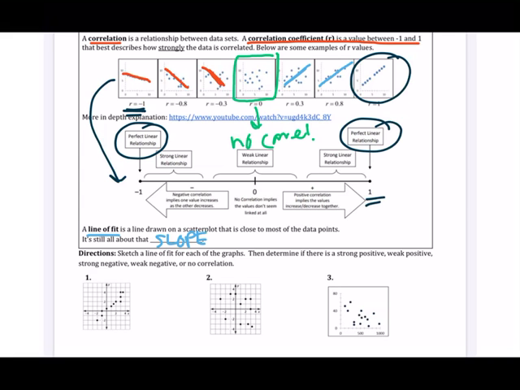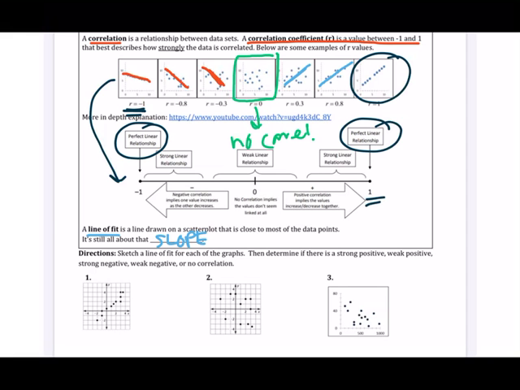So I want you to pause the video in just a minute and look at the examples 1, 2, and 3 below. I want you to sketch a line that passes through or is really close to as many of those points as possible, and then determine: is there a strong positive, a strong negative, a weak positive, a weak negative, or no correlation because you don't even know how to draw a line based on that data set? So go ahead and pause the video and draw those lines, and then decide strong or weak, positive or negative, or no correlation at all.